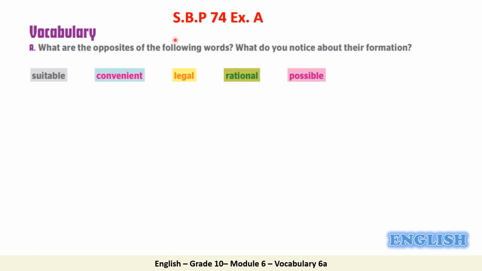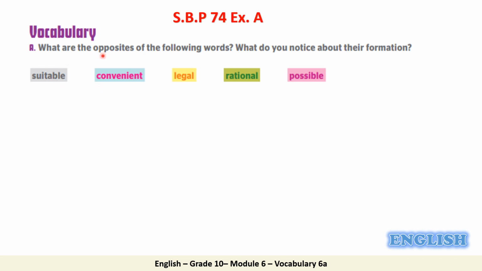And now, let's go to your student book, page 74, exercise A. What are the opposites of the following words? And what do you notice about their formation? Now let's read the words together. Suitable, convenient, legal, rational, and possible. I want you to think, how can we form the opposite of each one? And what shall we use here? That's correct. We are going to use prefixes.